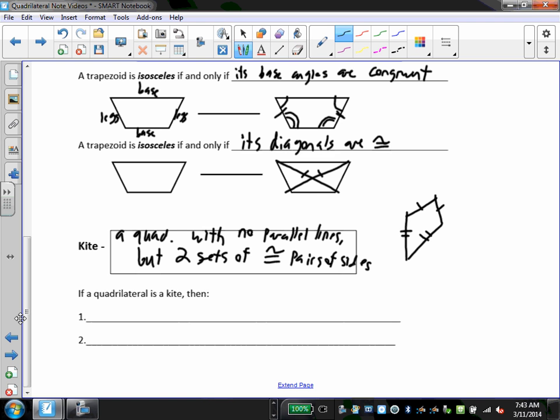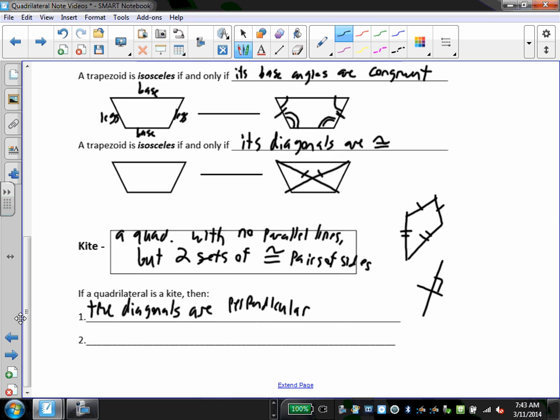Kites have a few, well, actually two properties, as you can see here. One of them is that the diagonals are perpendicular, which is why I think kites and rhombi are confused so often, because they both have that property where if we draw the diagonals in, they're going to make these perpendicular lines.